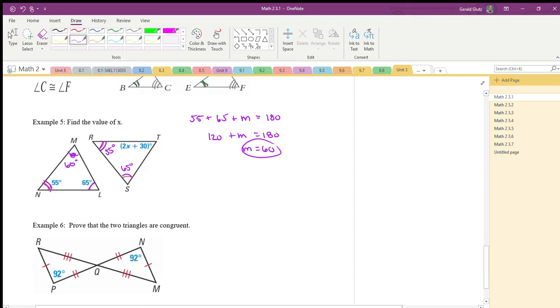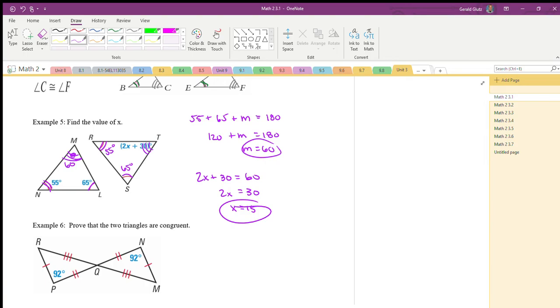So since we know that M and T are congruent, then I can say that 2x plus 30 is equal to 60. So just solve for x and we get x equals 15. Kind of messed up my circle there. Hopefully you can see it.